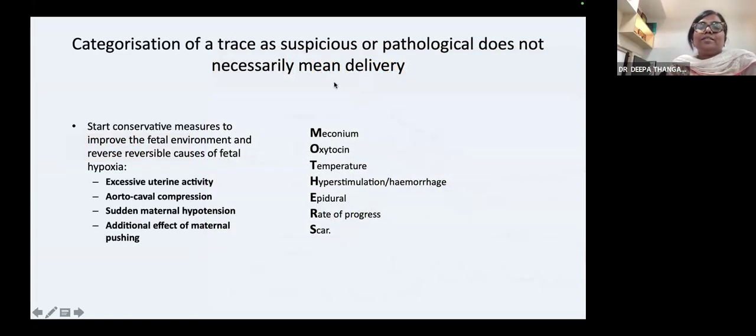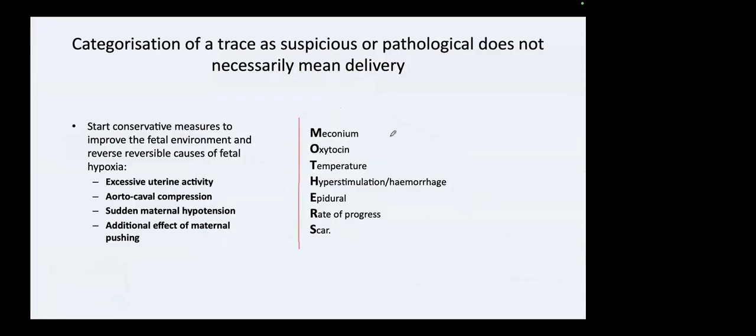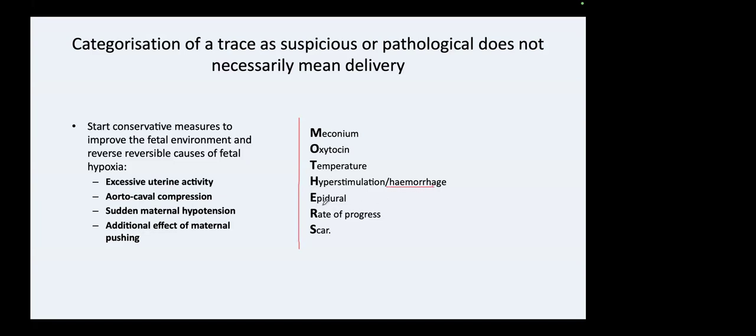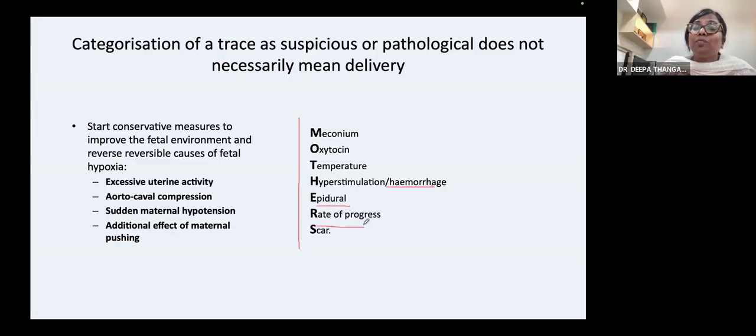Once you categorize the CTGs, this is the way you have to look for the cause. Whenever you have a problem, use the MOTHER mnemonic. Whenever the CTG gives clues or you categorize it as pathological, you rule out meconium, you rule out oxytocin as the reason. Is there maternal temperature? Is the uterus very hot or not? Is there any hyperstimulation? Is there any bleeding per vaginum? Is she on epidural? What is the rate of progress and scar? So this is the mother's mnemonic.